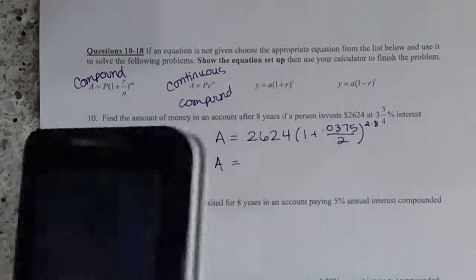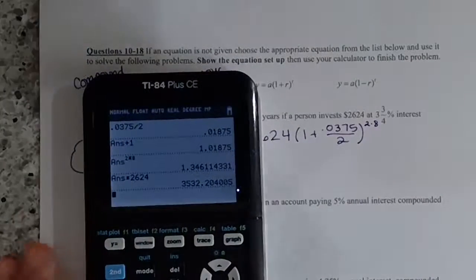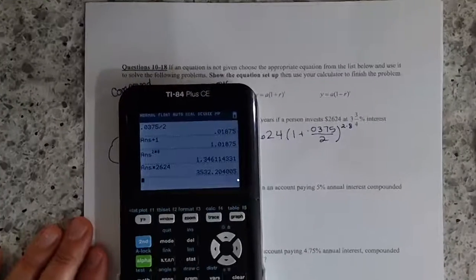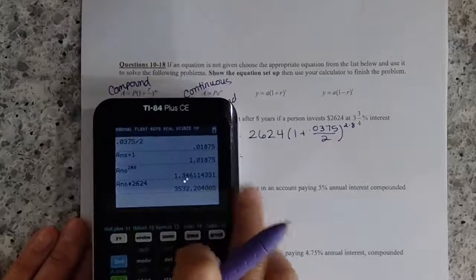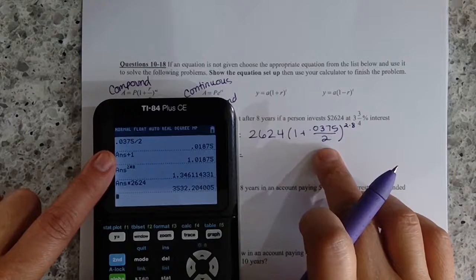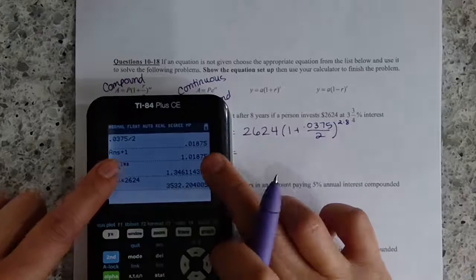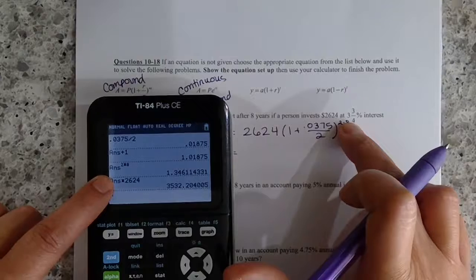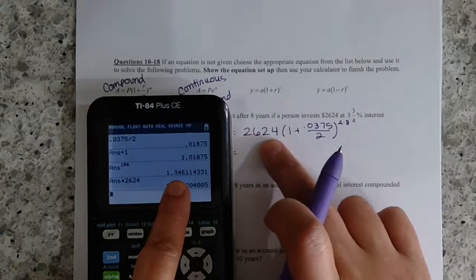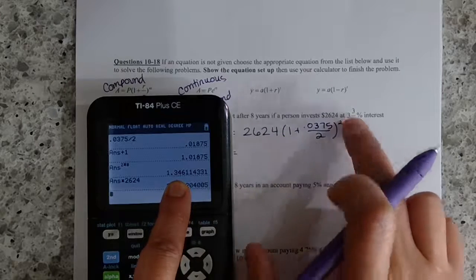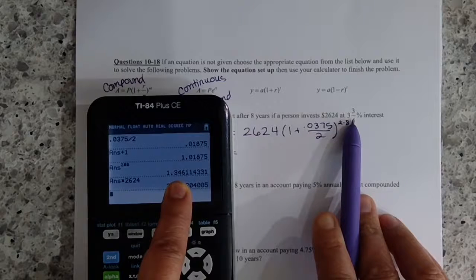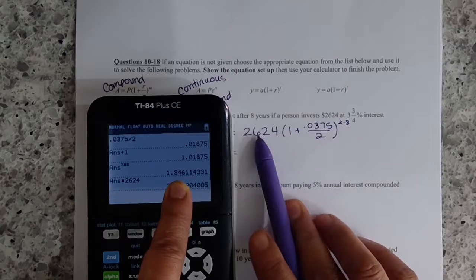Now you can plug it all in at once. I went ahead and just did it in pieces. So you can see that I did, and especially if you have your cell phone as a calculator, I don't think your cell phone would do it all together. The first thing you want to do is this division part. So this is 0.0375 divided by 2. Add the 1 to it. Raise it to the 16th power. So it's 1.34. Lots of times students will do this and then multiply it by this and then raise it. That's bad math. It's parentheses, exponents, then multiplication.